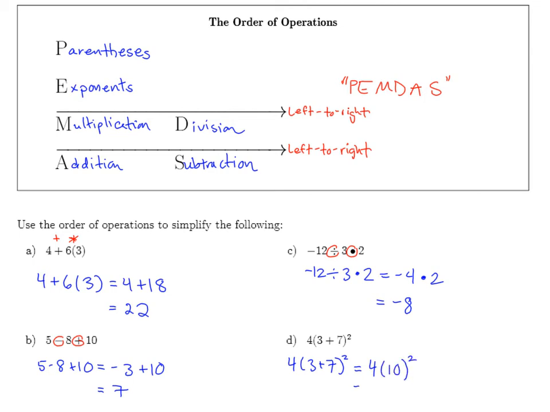Now we'll address the exponent, so we'll take 10 squared and that'll be 4 times 100. We'll note that the 4 is not squared because of where those parentheses and that exponent fall. The squared part is only applied to the 10 here because of the original parentheses. So now we have 4 times 100, and as the last step, that'll simplify down to 400.